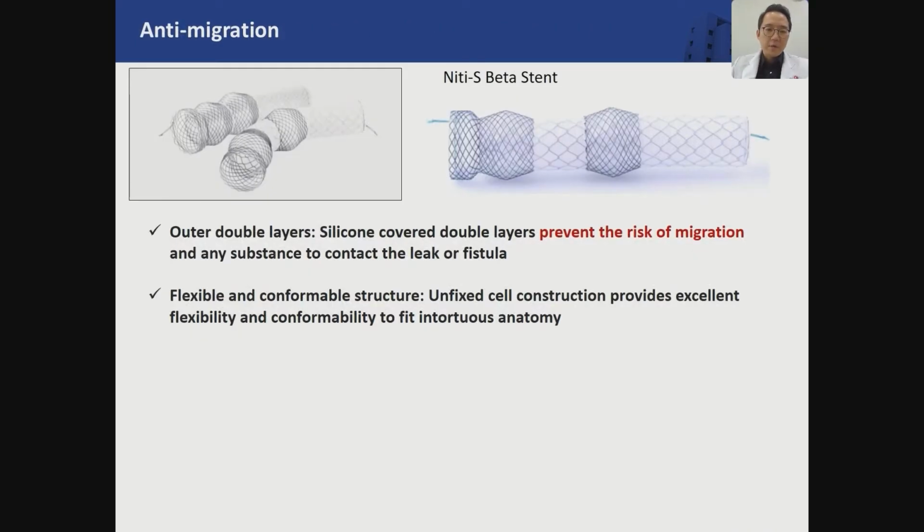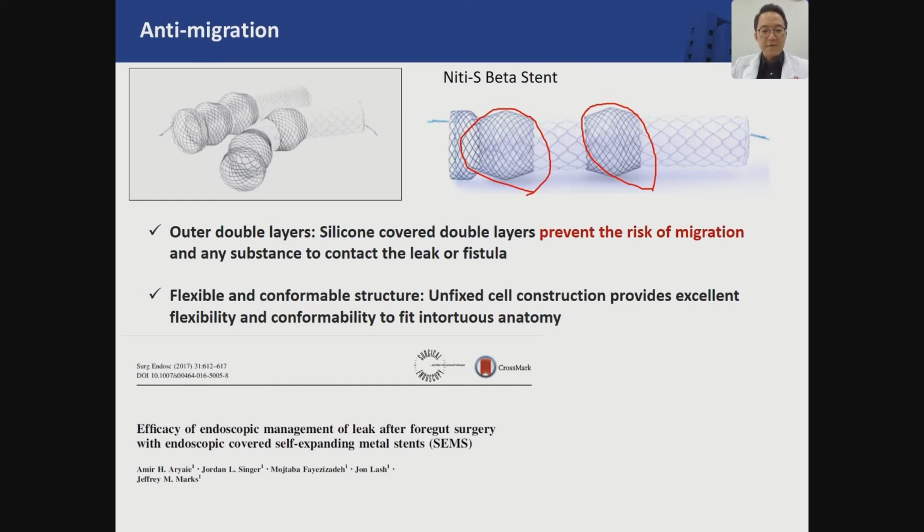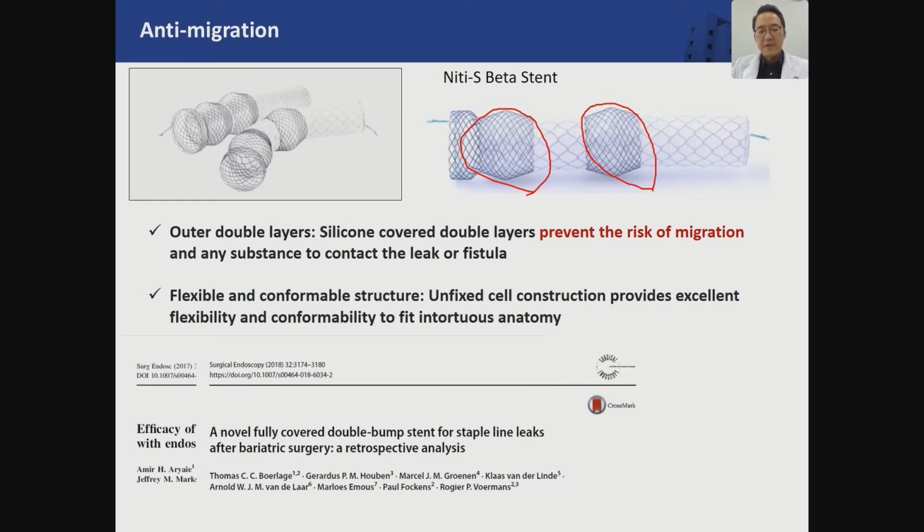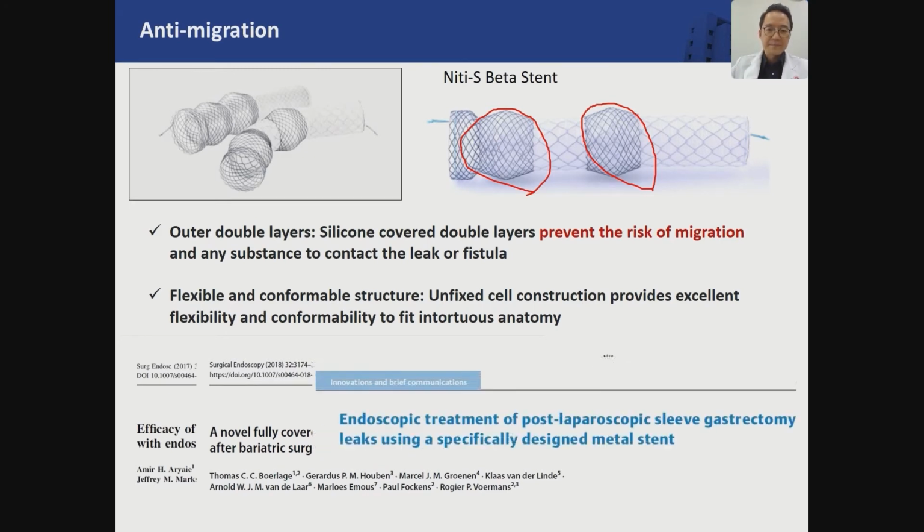Another anti-migration stent is the Niti-S beta stent manufactured by Taewoong. You can see the different design compared to the previous stent, with two areas of silicone cover making a double layer to prevent the risk of migration. Recently there are some studies checking the safety and feasibility of using this kind of stent for managing a leakage or fistula after surgery.